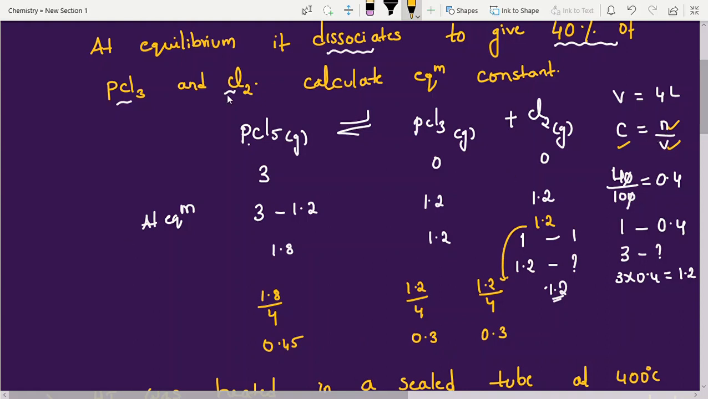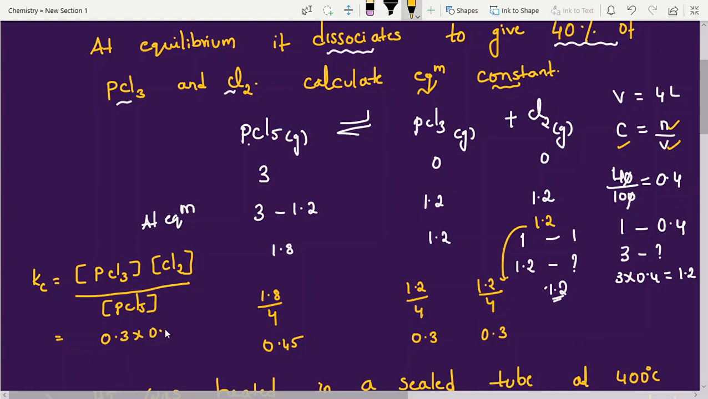Then you will calculate the equilibrium constant. What is the equilibrium constant? Kc equals concentration of products, what are the products? PCl3 and Cl2, by concentration of reactants, that is PCl5. You will substitute all these values and you will get the answer: 0.3 into 0.3 by 0.45. This is your method. Finally, what is the answer, students? It is 0.2 mole per liter. This is your answer. So it is a very easy method.